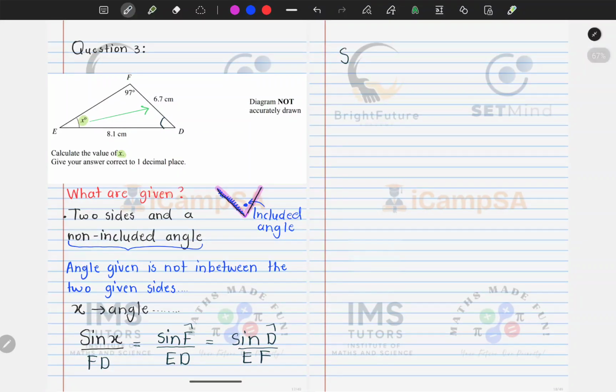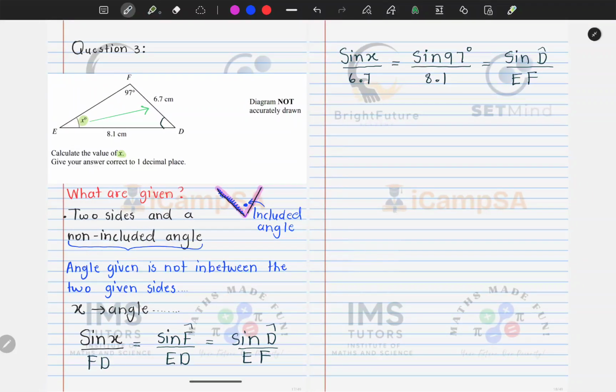If you look carefully, we have sine of x divided by the side opposite x, which is 6.7, equals to, if you now look at angle F, that is 97 degrees. So we'll have sine of 97 degrees divided by the side opposite that 97, which is 8.1. And this will be equal to sine of angle D, which we don't know, divided by the side opposite angle D, which is EF.